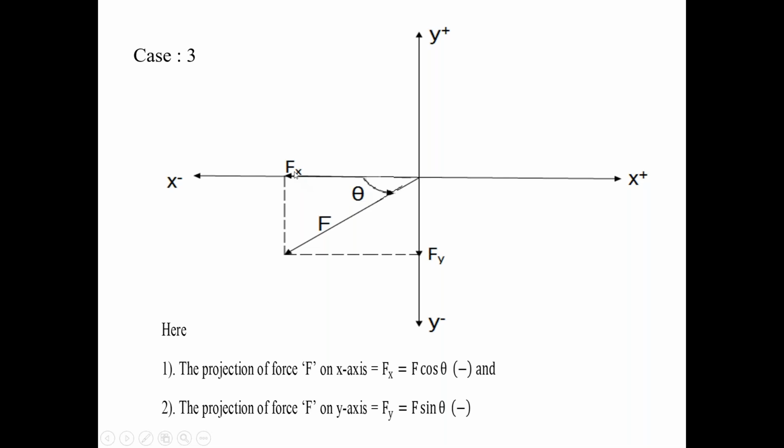So for this Fx projection, check the diagram, please. Cos theta is equal to adjacent side by hypotenuse. Adjacent side is Fx, hypotenuse is F. So Fx is equal to F cos theta, but the direction is towards the negative x-axis, so it is a negative projection.